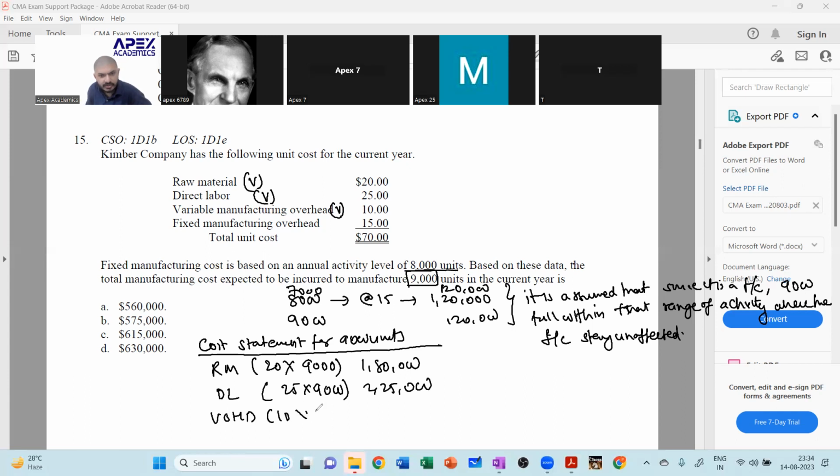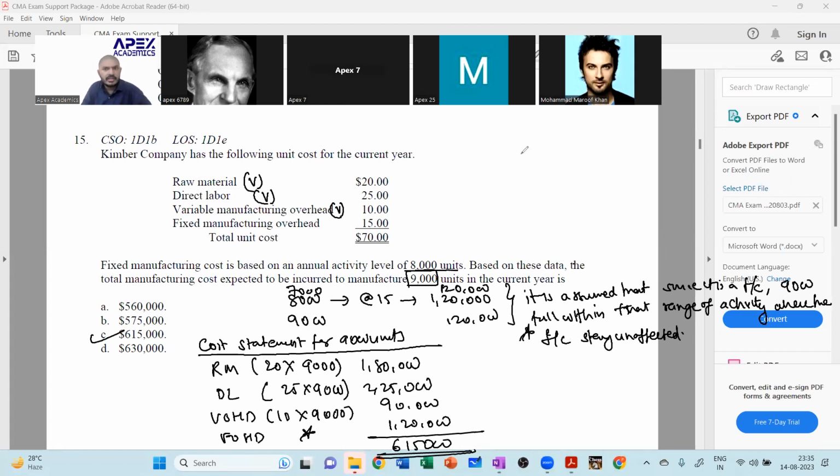Next, I have variable overheads at 10 per unit for 9,000 units, so this will become 90,000. My fixed will stay fixed, as I have written a note over here, so I put a star mark here, and it will be 1,20,000. My total here will come to 6,15,000. The only thing that was difficult over here was this fixed overhead note.